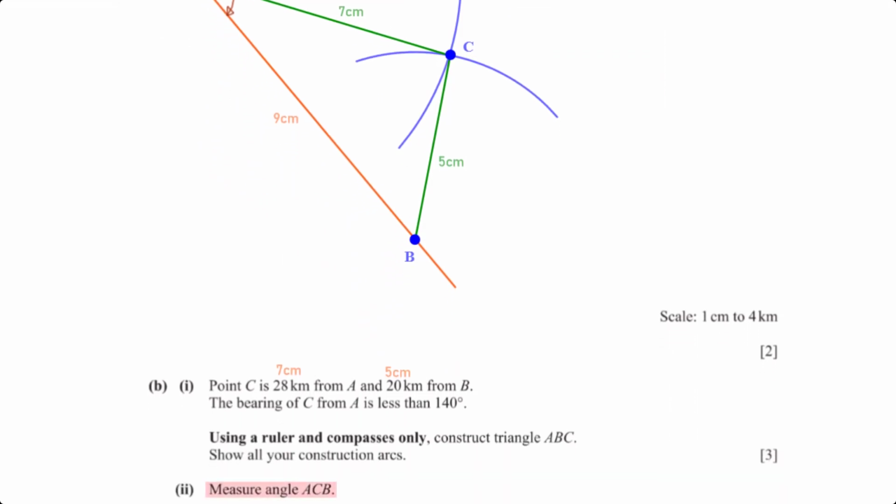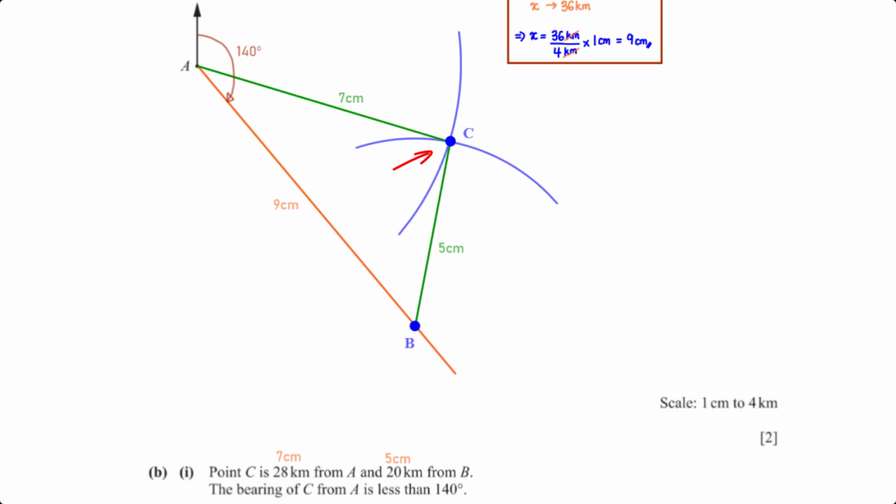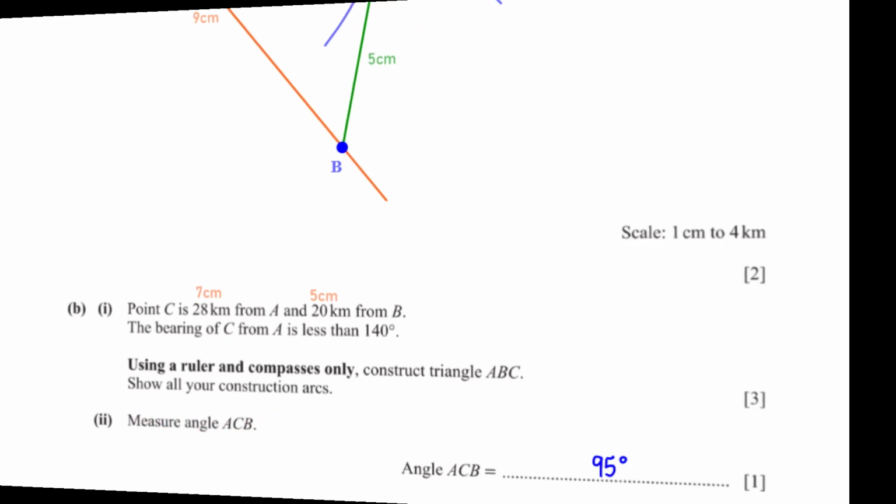Measure angle ACB. Using a protractor, when we measure angle ACB, we get 95 degrees. From the mark scheme, this angle should be between 38 degrees and 42 degrees. I think it's either an error in the mark scheme or there's something I might be missing. Drop your thoughts on this in the comment section down below.